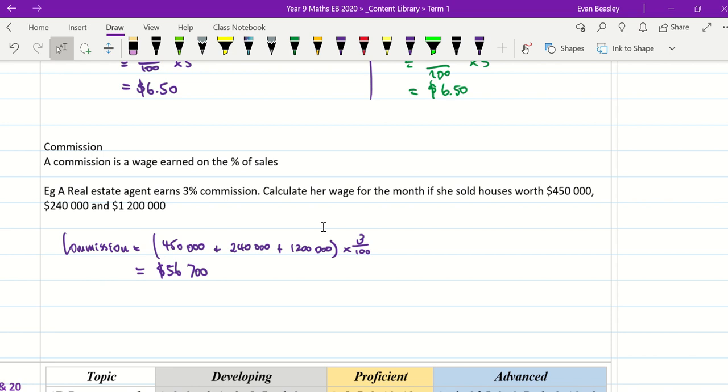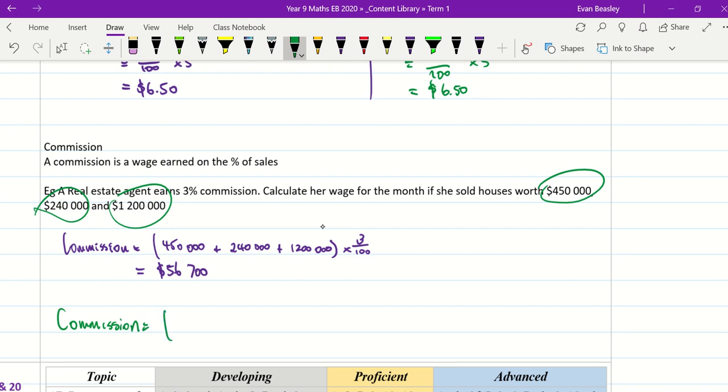So in this case, we've got a real estate agent earning 3% commission. Now we want to calculate her wage for the month. If she's sold houses worth $450,000, $240,000, $1,200,000. So we're going to just write our commission. Equals the sum of those.